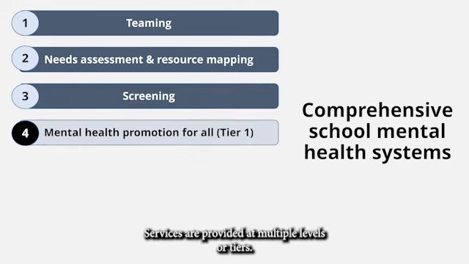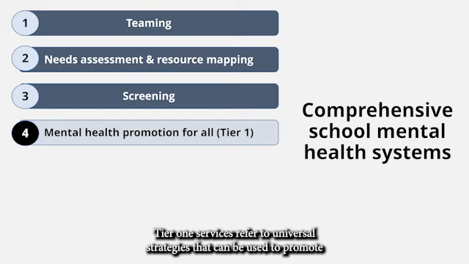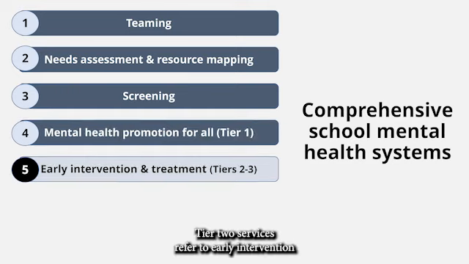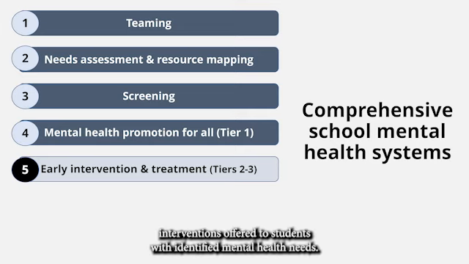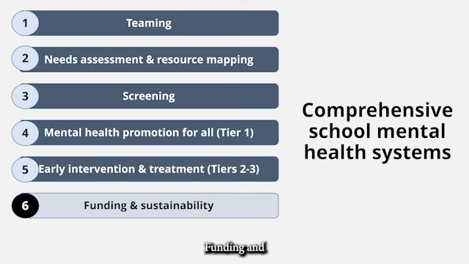Services are provided at multiple levels or tiers. Tier 1 services refer to universal strategies that can be used to promote mental well-being of all students and to build healthy school climates. Tier 2 services refer to early intervention offered to students who may have emerging concerns or who may be at risk of developing concerns. Tier 3 services, in contrast, refer to the more intensive interventions offered to students with identified mental health needs.